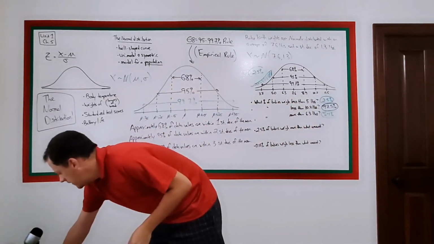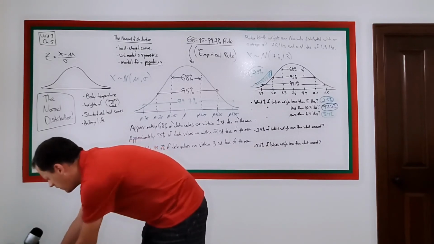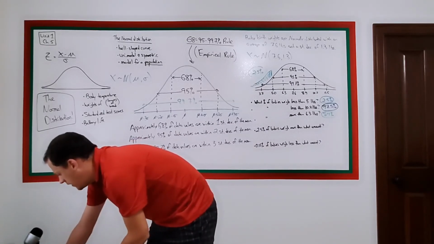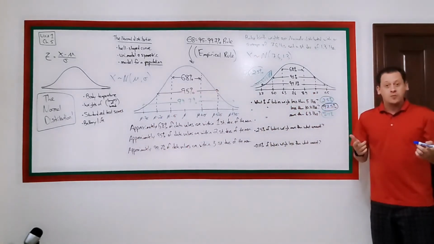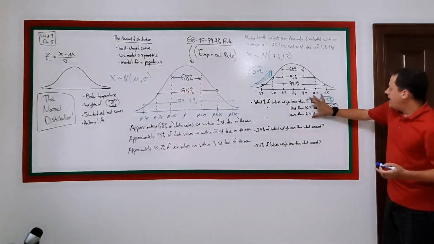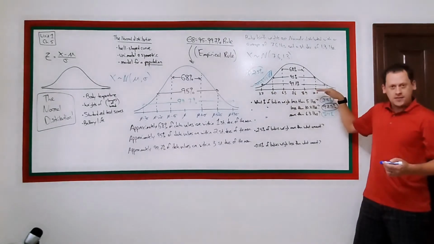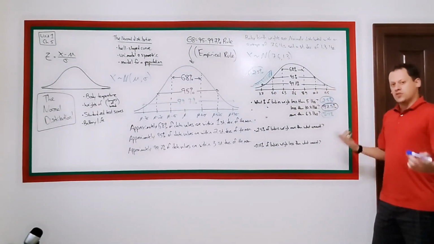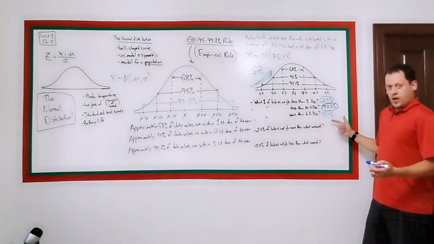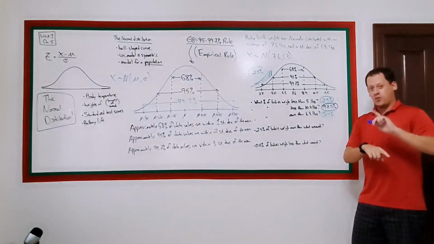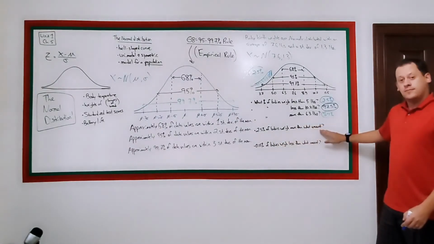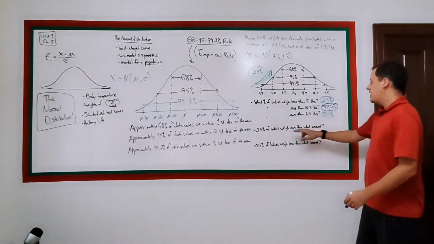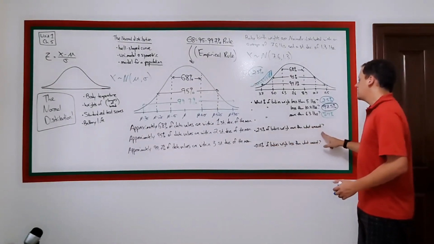And just really quickly at the end here, I do want to talk about one other type of problem. These are taking a value on the axis and having you respond with a percentage. But we could go backwards. 2.5% of babies weigh more than what amount?